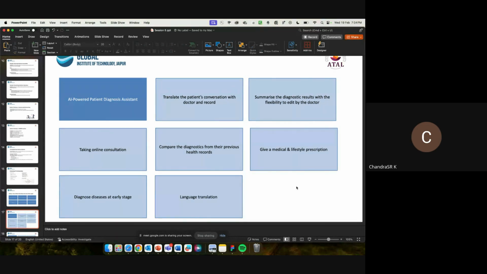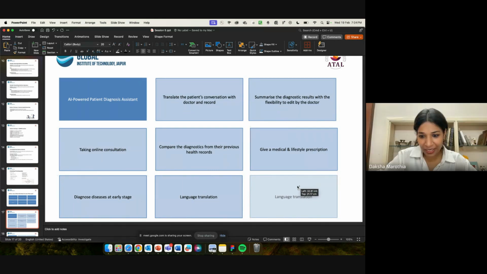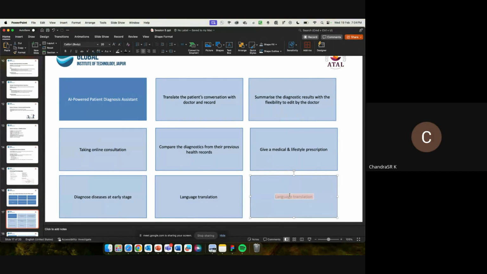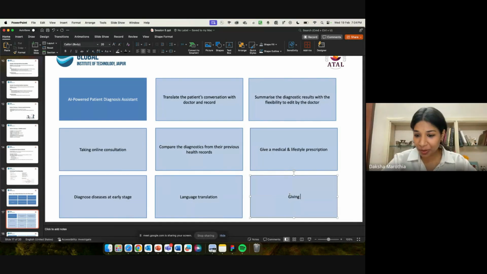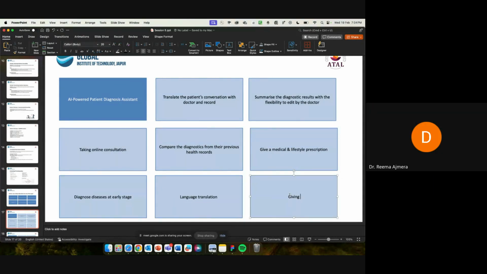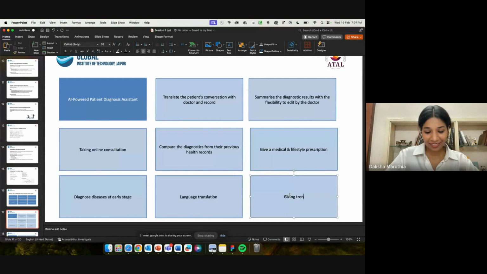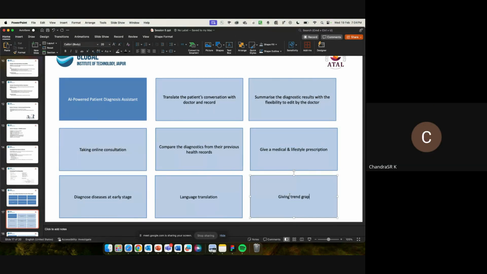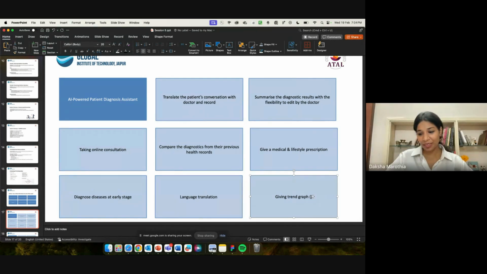Yeah, giving some trend graphs, how the disease is progressing. Okay, trend graph. I'm sorry, I'm not equipped with the word. What's the word? Can somebody spell it? Trend graph. Yeah, it could be based on vitals. Okay, got it.